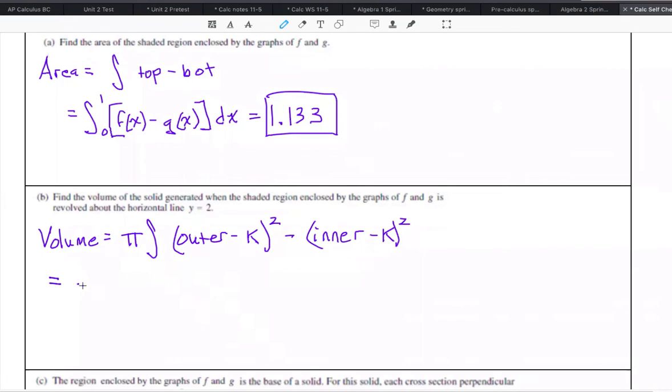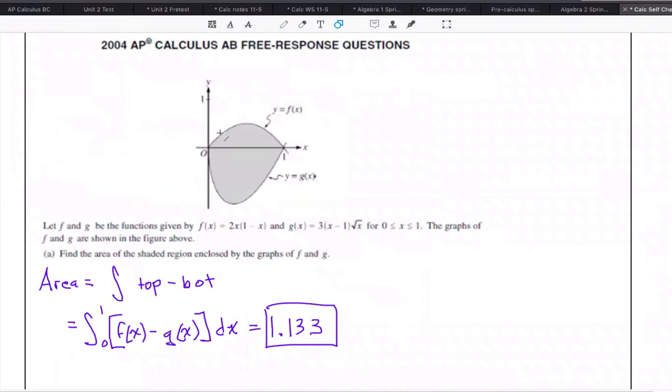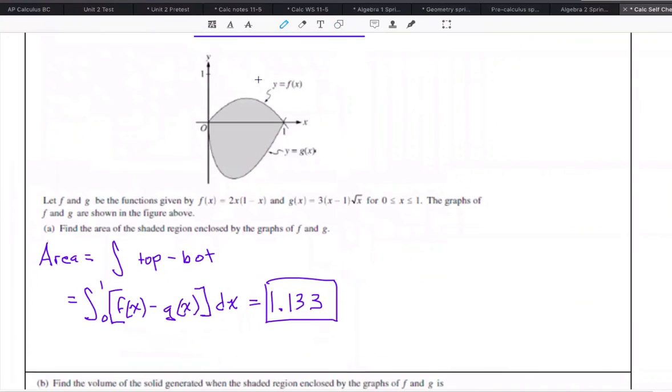Okay, my integral is going to be pi, then the integral, again from 0 to 1. And what is my outer function? Well, I guess I have to draw y equals 2 to find where that is. So if I come up here, well, there's 1, so 2 is like up here somewhere. That means my outer function is g of x, not f of x. If I do f of x first, I'll get a negative answer because that's the smaller one. This radius is smaller than that radius right there when I'm doing my cross section.